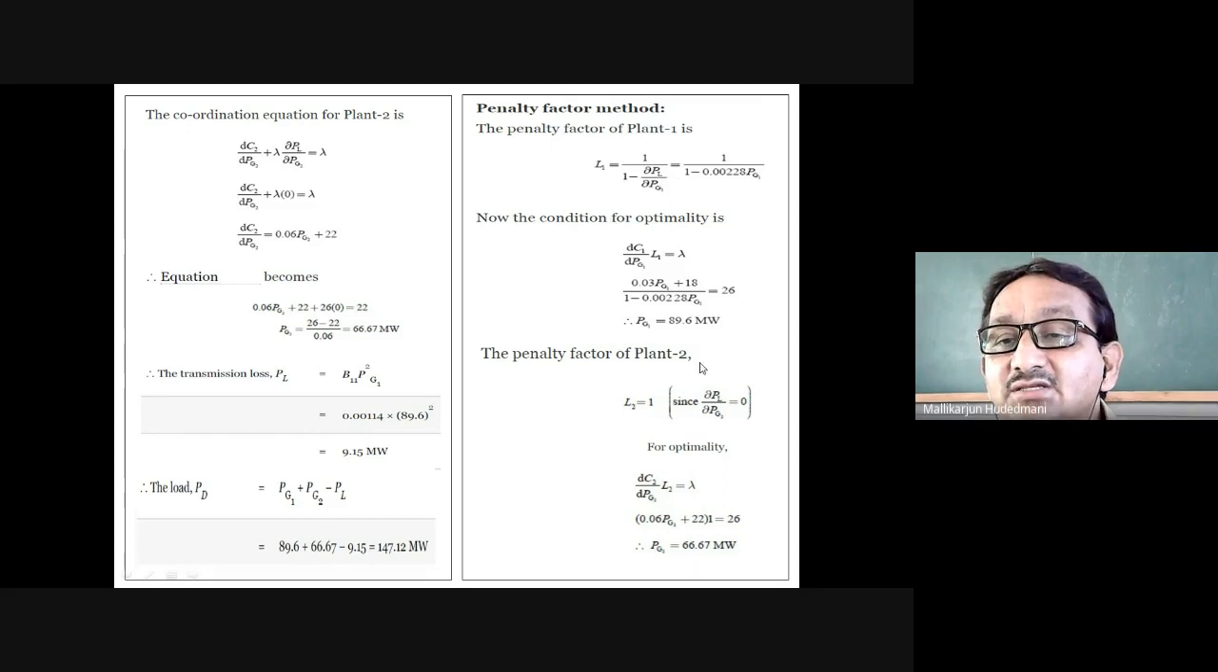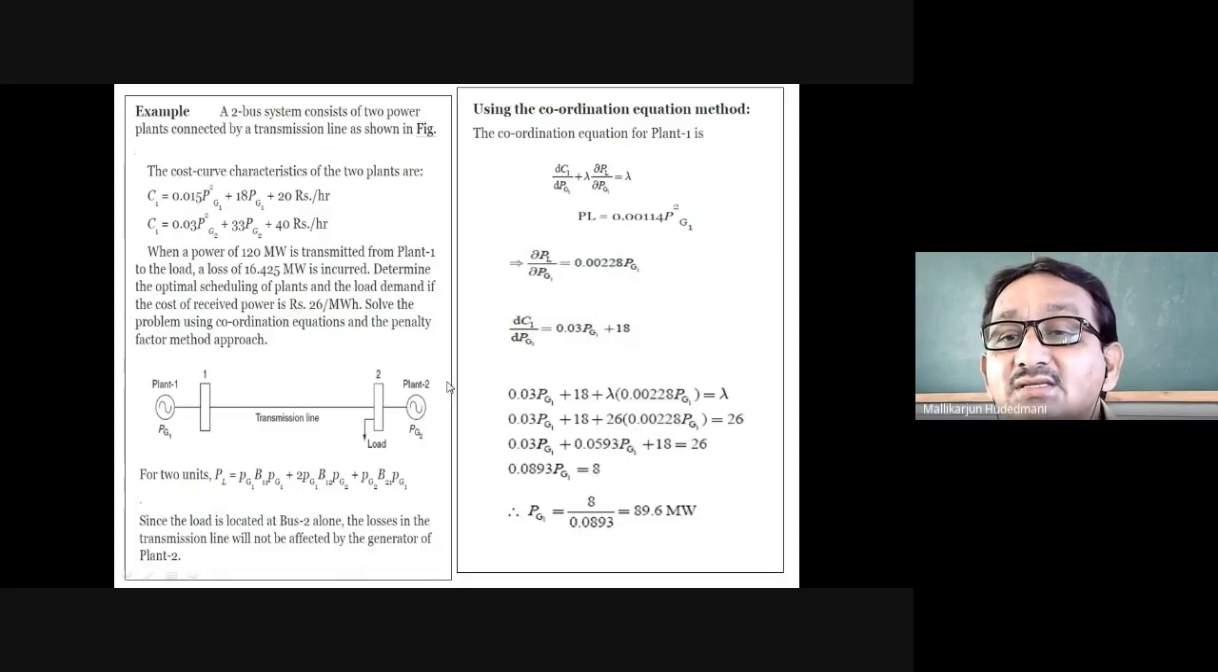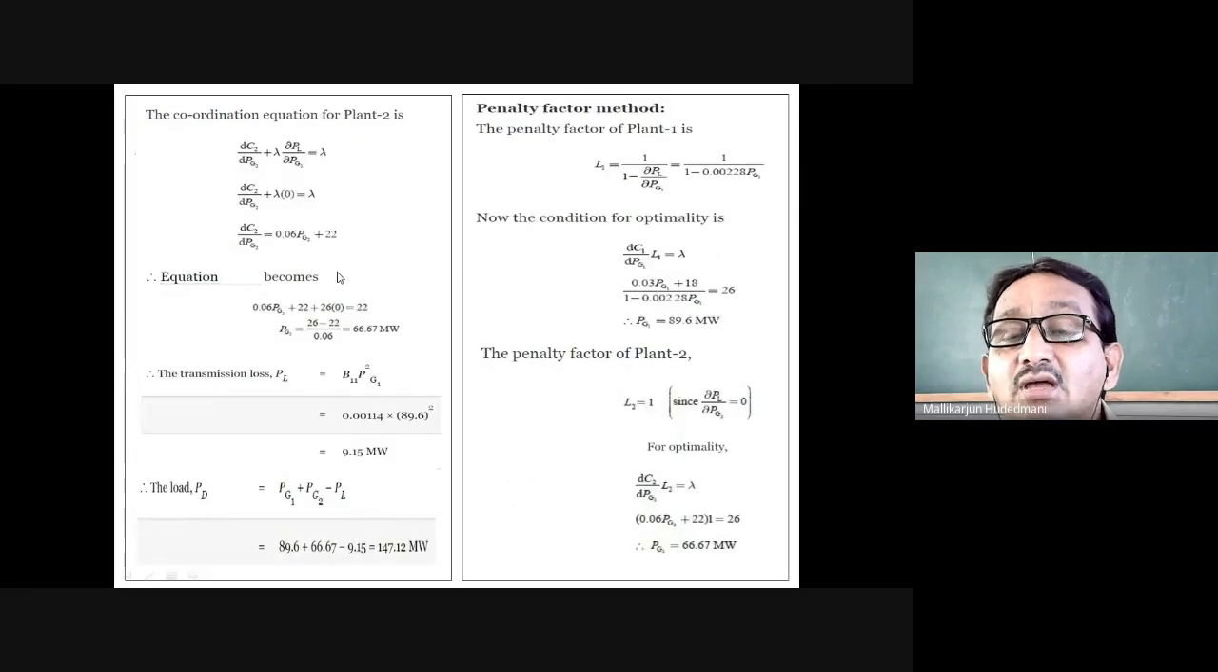Penalty factor method is easy. Coordination method uses this equation: dC1/dPG1 plus lambda into ∂PL/∂PG1 equals lambda. With this equation, we can solve as a coordination equation method of solution. Penalty factor method of solution is replicating L1, L2 and making dC1/dPG1 into L1 equal to dC2/dPG2 into L2 equal to lambda. I get the value of P1, P2.